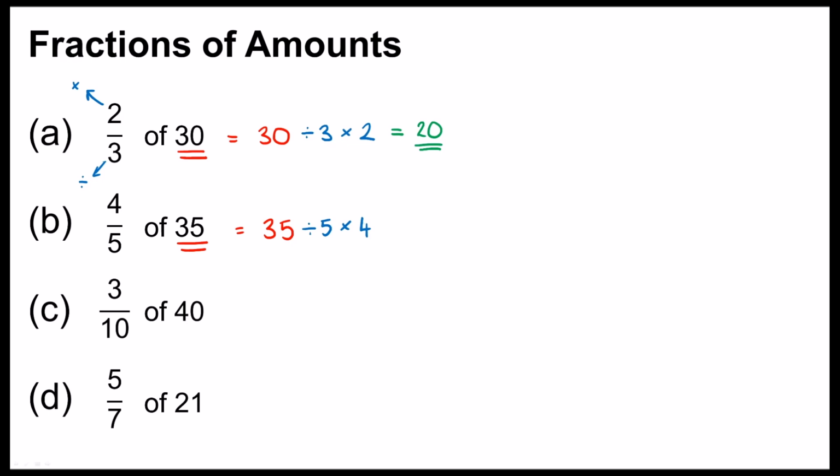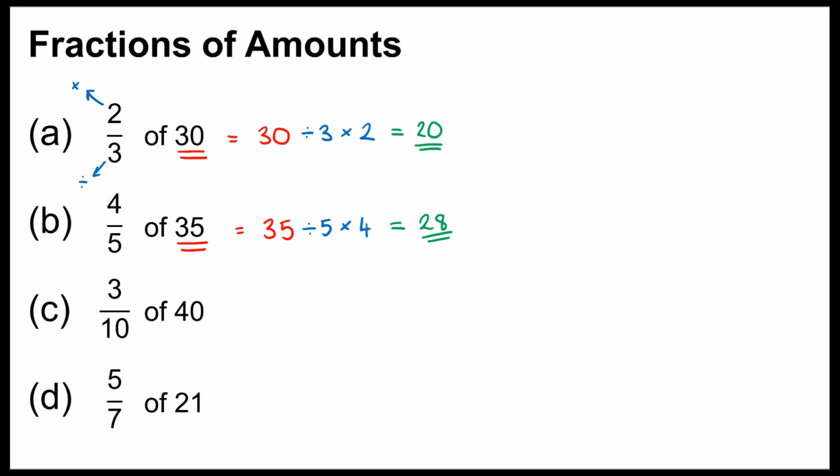Again, dividing by 5 in this instance will work out what 1/5 of my amount is, and I need to times by 4 because I don't want 1/5, I want 4/5. So 35 divided by 5 gives me 7, and 7 times 4 is 28. Therefore 28 is my answer.